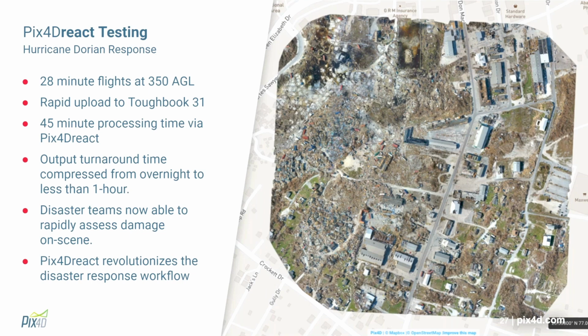It would have meant we're flying back to either Nassau or West Palm Beach to be able to process that data, and then we would have to fly it back by aircraft to deliver it back in theater. Now with Pix4D React, 45 minutes, we can process it right on the ground. It is an absolute game-changing possibility for the way that urban search and rescue teams and emergency managers deal with incidents like this, because it gives disaster teams the ability to rapidly assess damage right on scene.